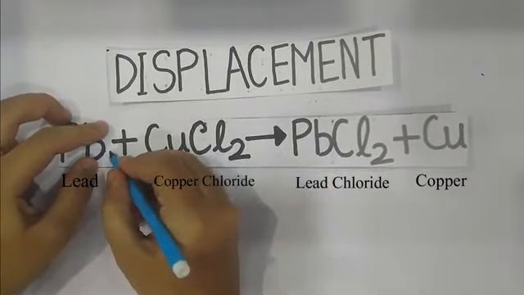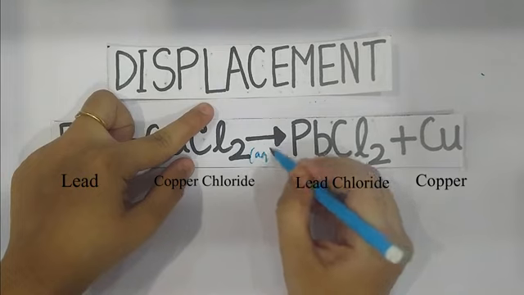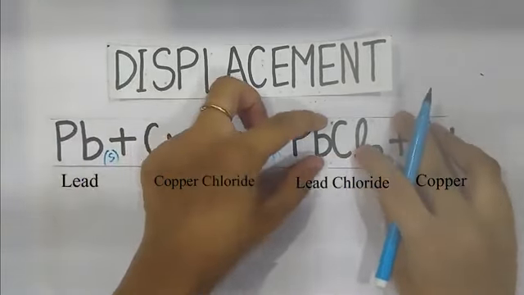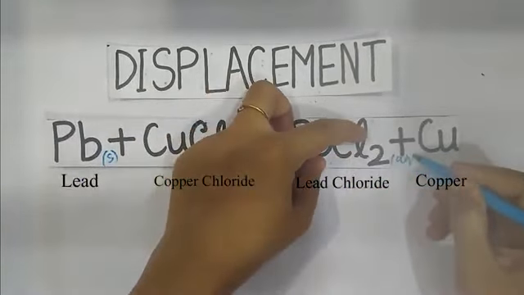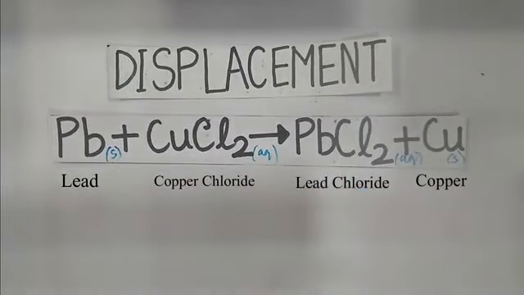Writing the state for every element and the compound. Now that I've written the state, this becomes more clear. So here Pb replaced Cu. So Cu was left alone and PbCl2 is what was formed.